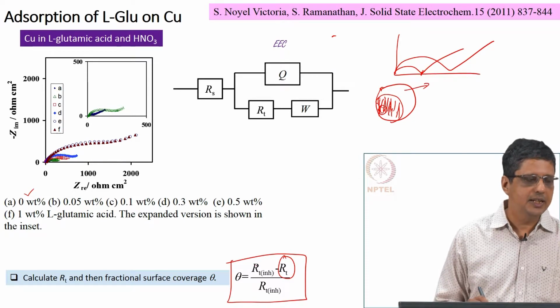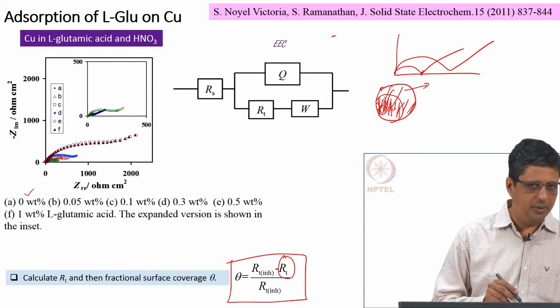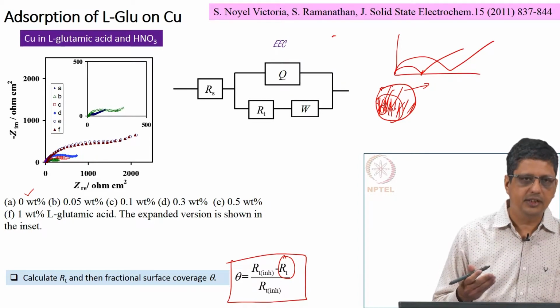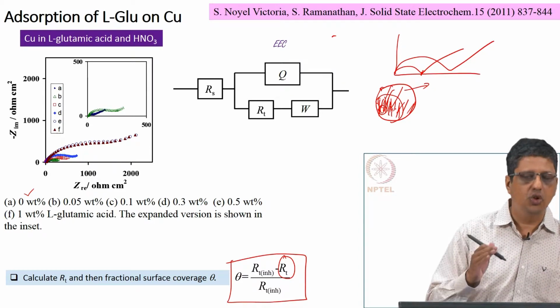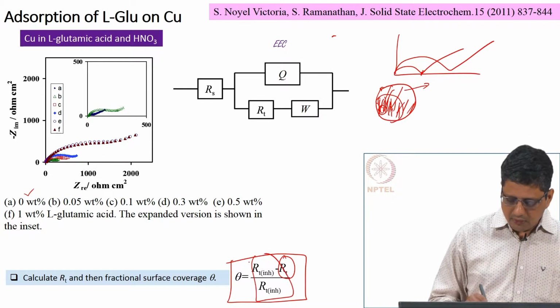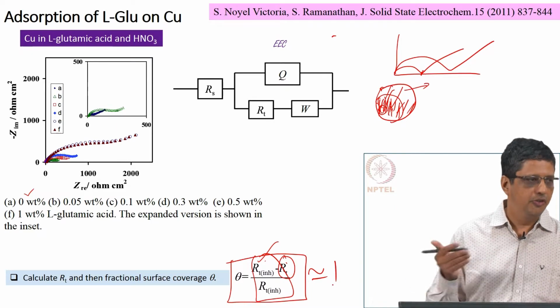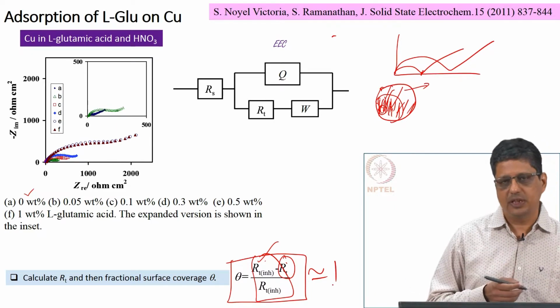When the RT inhibitor is very high, that means if the entire surface is covered with this inhibitor, charge transfer resistance will tend towards infinity. It is not going to be infinity, but it is going to be a large number, in which case we are going to say this number is much larger than RT, therefore, this will look approximately equal to 1. So, from the RT value we estimate the surface coverage value.